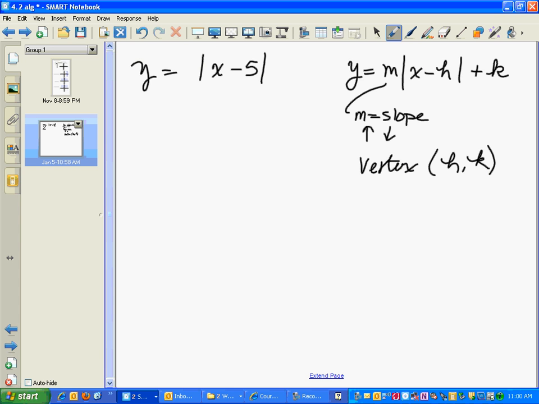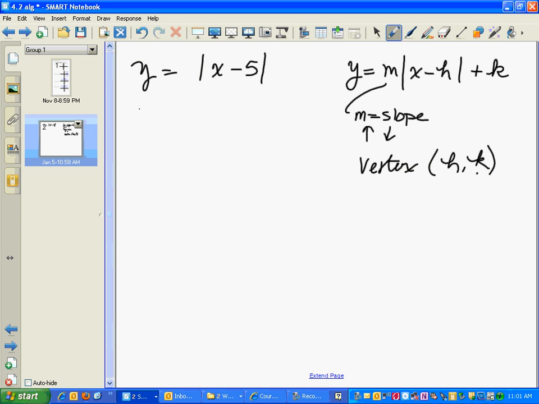Now notice, this is saying minus h, but what we're using is the opposite of whatever sign is in here. So if this was x minus 3, then we would use 3. If it was x plus 2, we would use negative 2. So it's the opposite sign of what's in here. Does that make sense? This sign is always the same. Whatever this is, plus 3, plus 3.